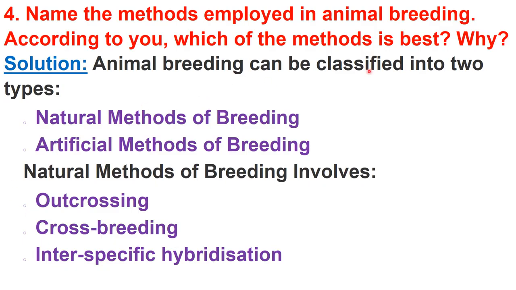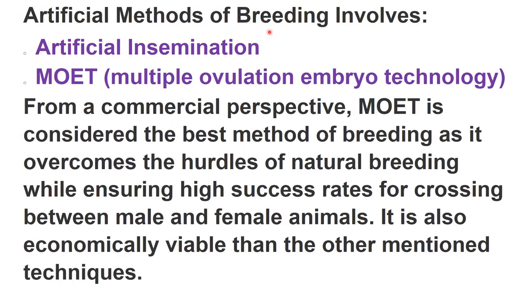So animal breeding can be classified into two types. It can be done by two methods: natural methods of breeding or artificial methods of breeding. Natural methods of breeding are outcrossing, crossbreeding and interspecific hybridization. You can describe all these methods according to the marks of the question. And artificial methods of breeding are artificial insemination and MOET, that is multiple ovulation embryo technology, right?